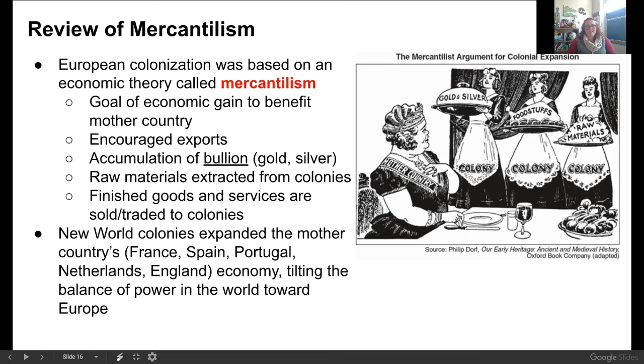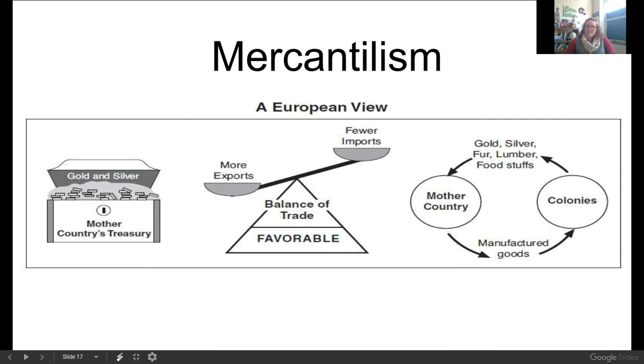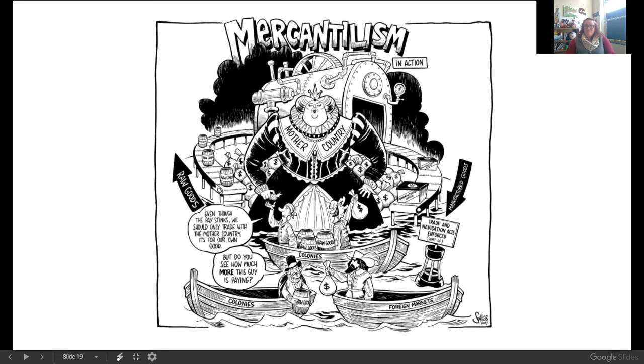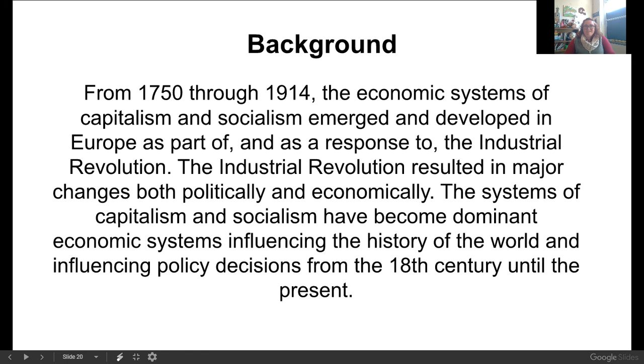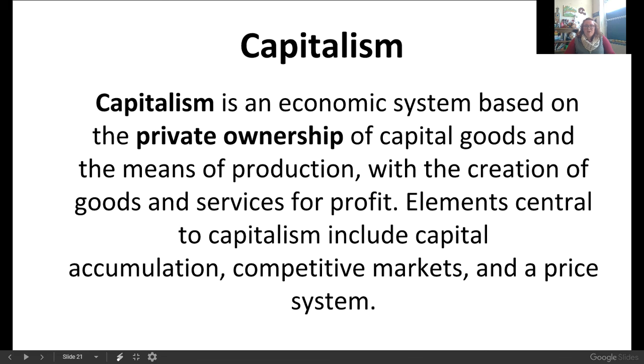So the New World colonies actually helped expand the mother country's economy, tilting the balance of power in the world towards Europe. So France, Spain, Portugal, the Netherlands, and England. So it was very much unfavorable for colonies in the mercantilism era.